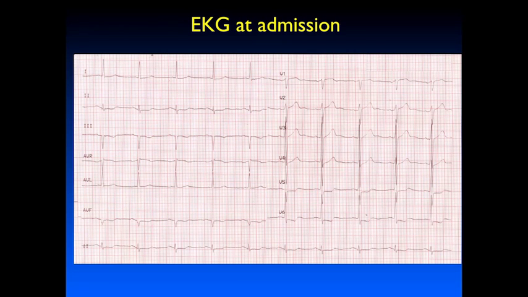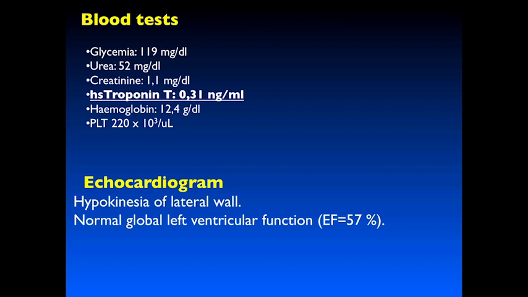Here in this slide you can see the electrocardiogram at the admission. Blood tests demonstrated elevated troponin T levels, and a hypokinesia of the lateral wall was documented with a normal ejection fraction of 57%.